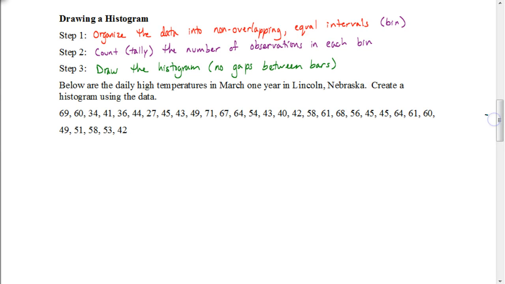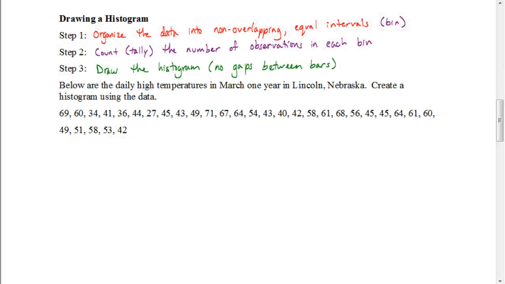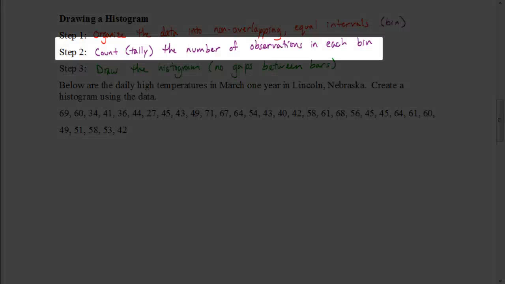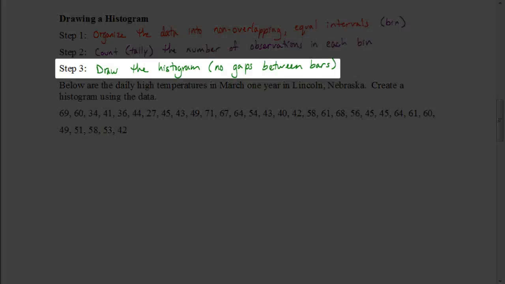Now let's figure out, how do we draw a histogram? Really there are 3 steps that we have to follow to create a histogram properly. The first step is to organize the data into what we call non-overlapping equal intervals, and that's what our bins are going to be made up of. Then we're going to count or tally the number of observations in each bin. And then we're going to put everything into the histogram.